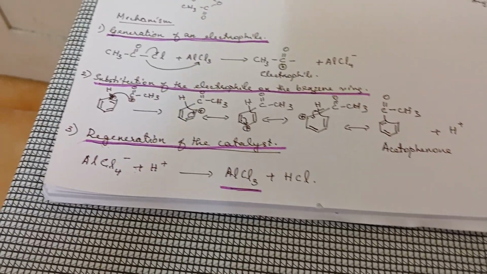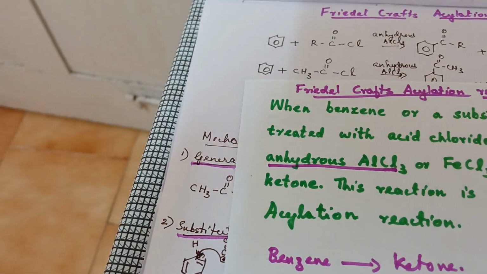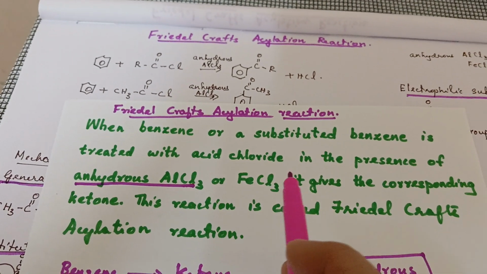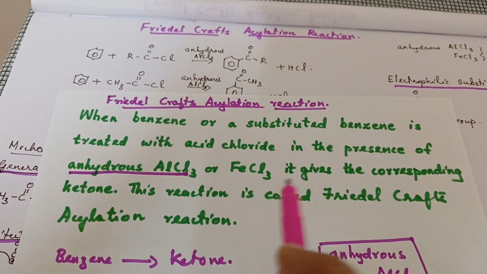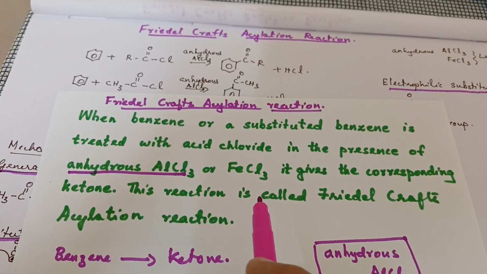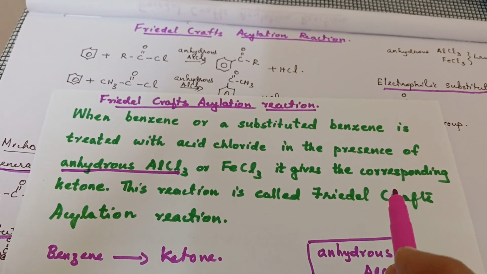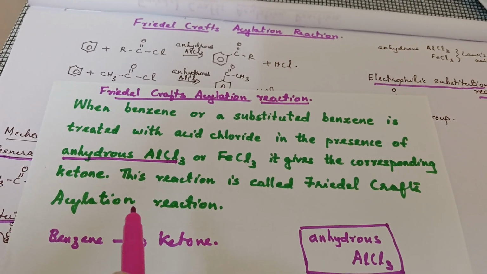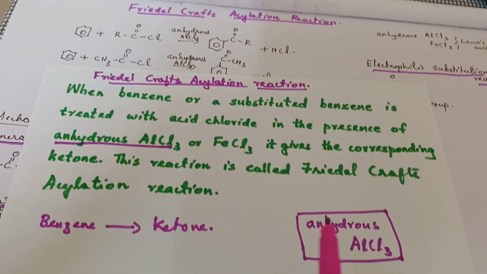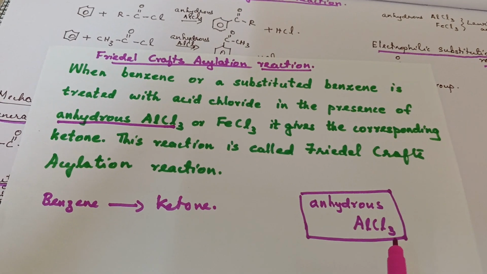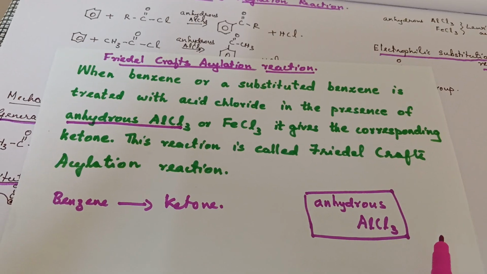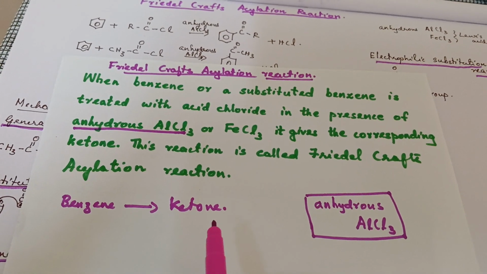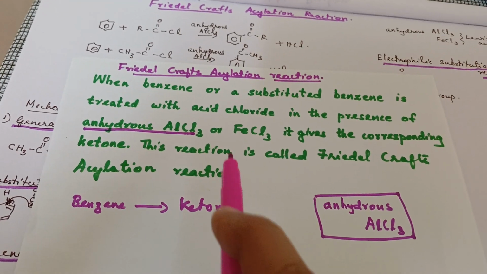We can just summarize it as, when benzene or a substituted benzene is treated with acid chloride in the presence of anhydrous AlCl3 or FeCl3, it gives the corresponding ketone. This reaction is called Friedel-Crafts acylation reaction. Anhydrous AlCl3 is the catalyst used. It is a Lewis acid. It is electron deficient. You can convert benzene to ketone or acetophenone using this reaction.